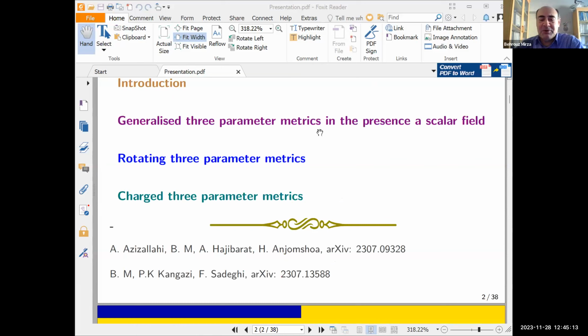My talk is about, at first, a three-parameter metric in the presence of a scalar field, a rotating three-parameter metric, and a charged three-parameter metric. You can find more detail about this talk in these papers on arXiv.